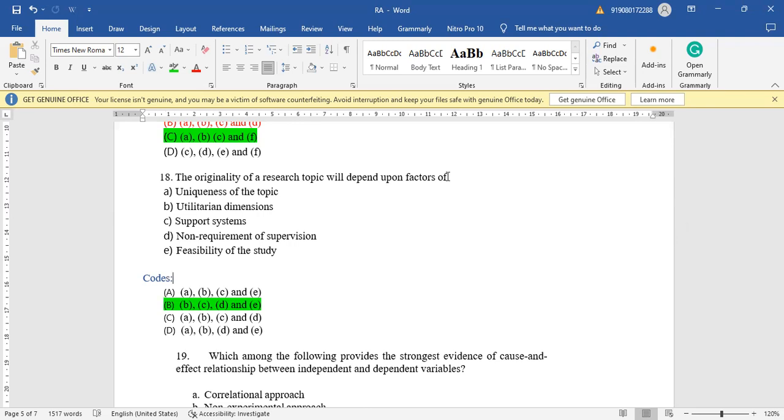Second repetition. Utilitarian means how the research is going to be useful to the society, the impact of the research. Social impact, managerial impact, or commercial impact, economical impact, technological impact, whatever it may be, that is utilitarian dimension. Support system, what are the support I am having around me to complete the research. Non-requirement of supervision, how far I can do this research without anybody's help. Then whether the study is feasible or not, yes or no? Yes, sir.